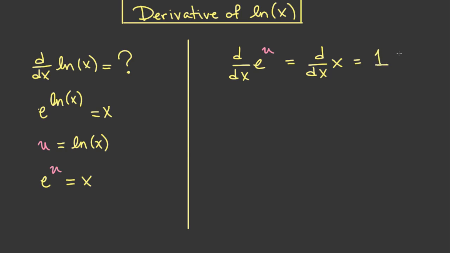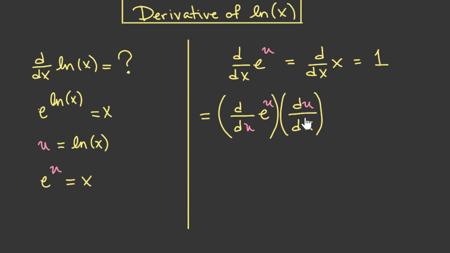Applying the chain rule, we can find the derivative of the left-hand side, which is equal to the derivative with respect to u of e to the u times the derivative of u with respect to x. Notice that du dx here is the unknown quantity. But we know that the right-hand side is equal to 1, and we can compute this derivative here. The derivative of e to the u with respect to u is e to the u. So this gives us e to the u times du dx is equal to 1.